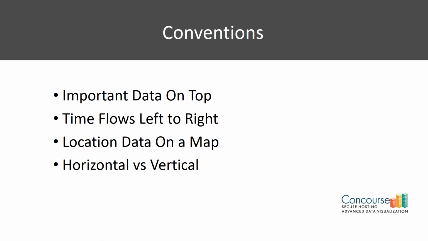Location data, we're used to seeing that on a map. It makes more sense to us when it's on a map. And then horizontal versus vertical bar charts. In general, we're used to reading text horizontally. Sometimes when you do bar charts, they'll go vertically, and then they'll have the explanation or header along with it that's also vertical. That's harder to read for people.